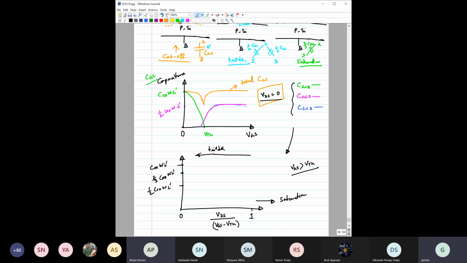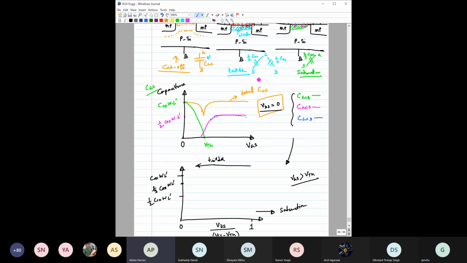Please guide me, how should I plot CGCS? CGCS will start from half of the maximum value, half of Cox W L dash. Then this is the saturation, and at saturation it will reach 2/3, right? Okay.